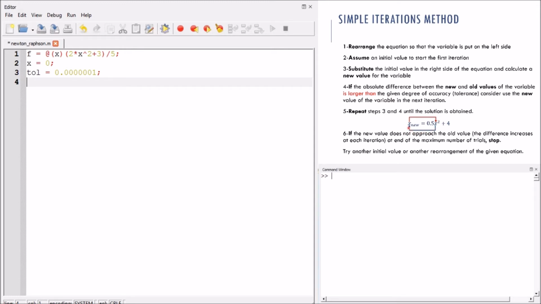Now we should select. We have two types of loops in computer programming in general: the for loop and the while loop. Since in this problem we have a maximum number of trials, we need a counter and a limit for the number of trials. So the for loop is the best choice in this case. So we say iteration equals from 1 to, let's say, 100.